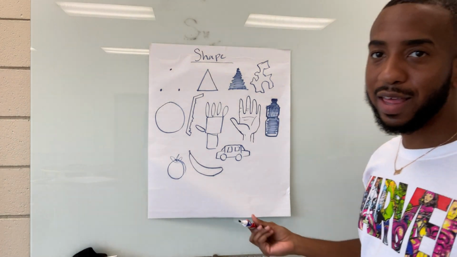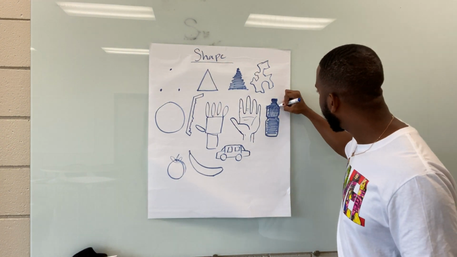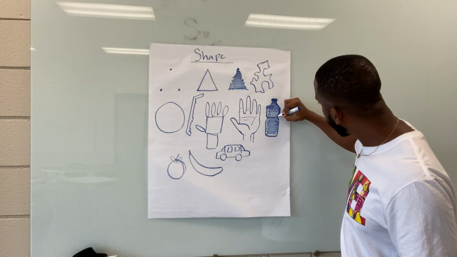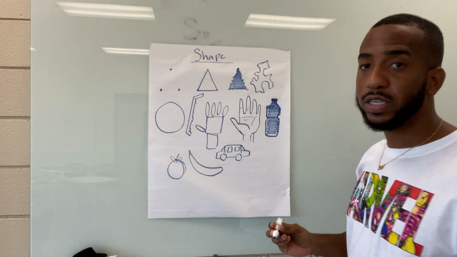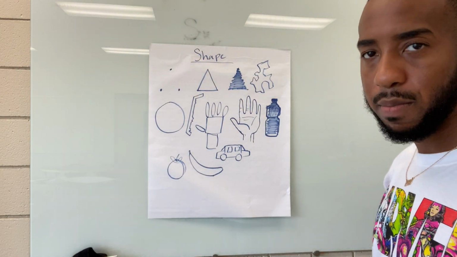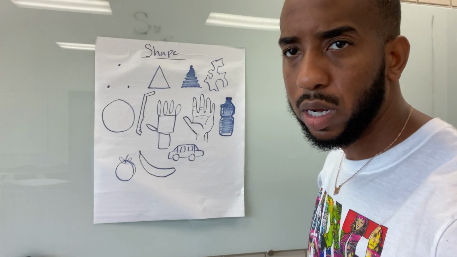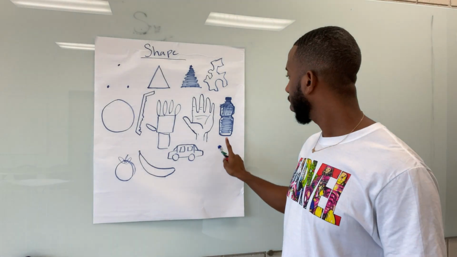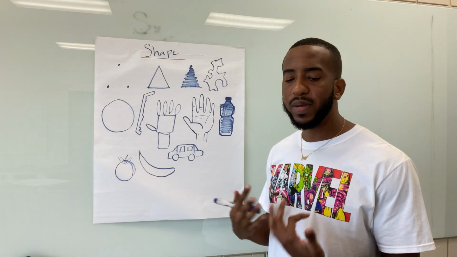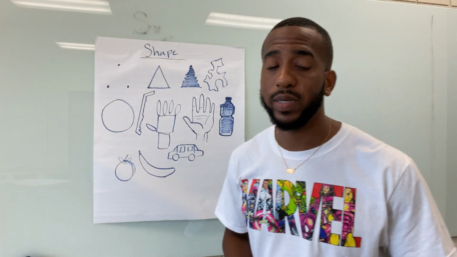Okay, and it's not the perfect water bottle, but it is giving you that curvature and that shape of the bottle. Maybe let me see if I can bring it a little bit closer. The shape of the bottle here. So there are many ways to capture the shape of an object.